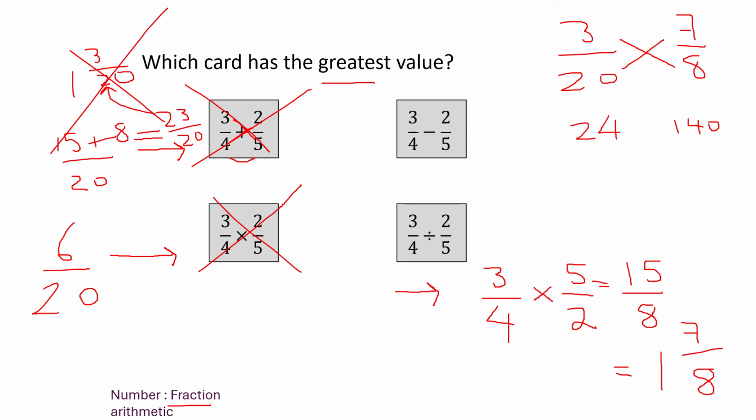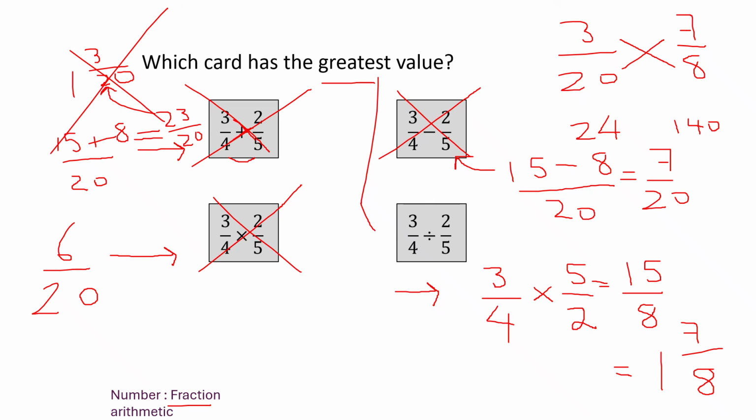And then lastly, subtracting fractions. So here I'm going to do 3 times 5 makes 15, minus 4 lots of 2, so 4 times 2 makes 8. So 15 minus 8 over the product of the denominators, 4 times 5 makes 20. We can clearly see here that's going to give us 7/20, since 15 minus 8 makes 7. So 7/20, that's going to be out. So our final answer, the greatest value card is 3/4 divided by 2/5.